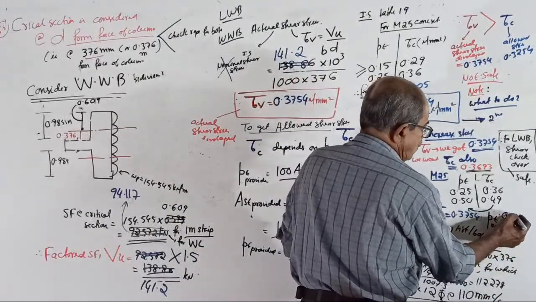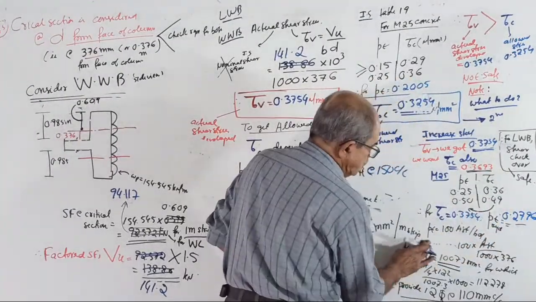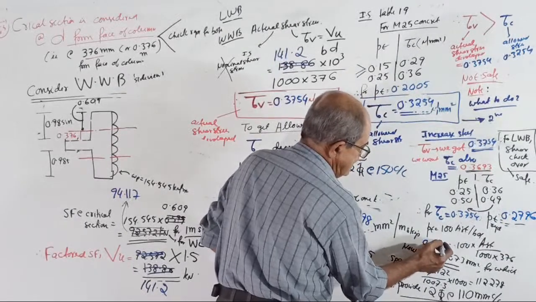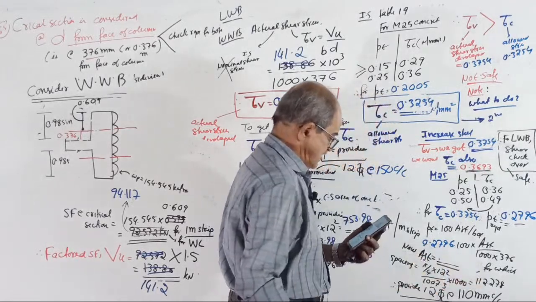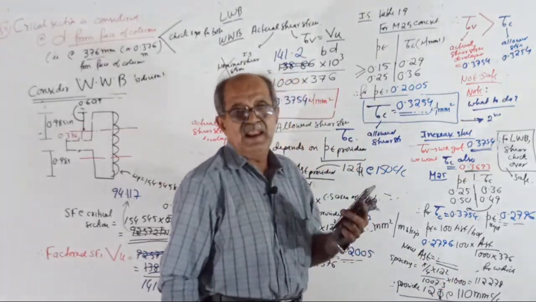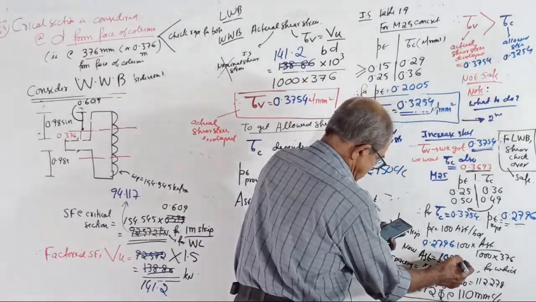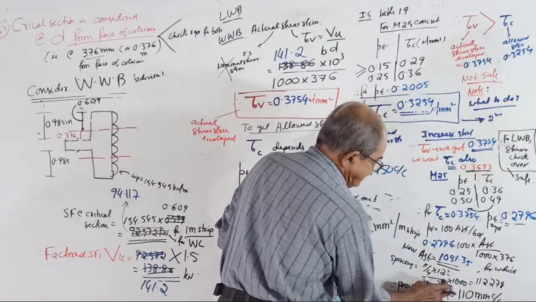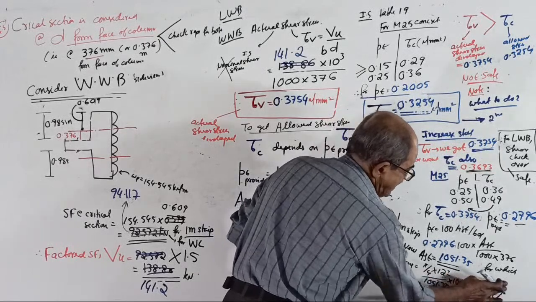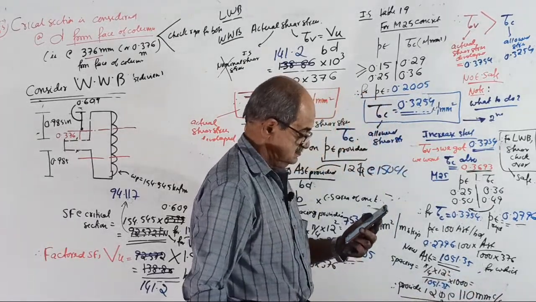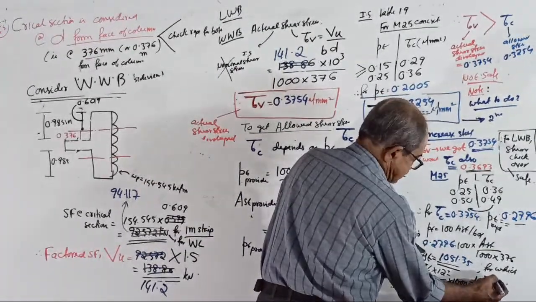0.2796. If it is 0.2796, area of steel required, how much? New area of steel required. If it is 0.2796, area of steel required 1051.35. For which spacing? 1051.35 spacing. 107 point how much? 573.